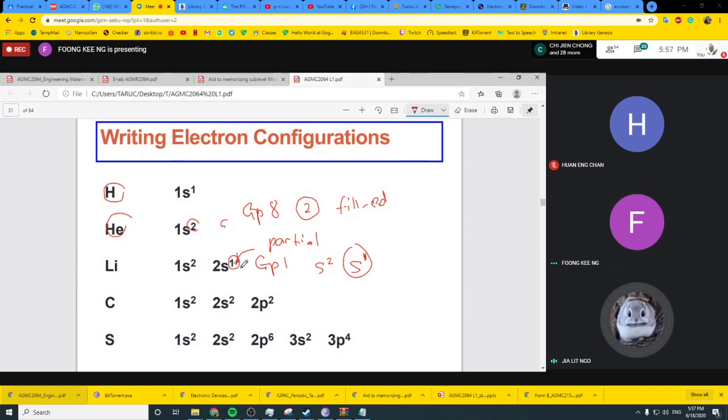But I thought, like lithium, the 2s1 is on the outermost shell as the valence electron. Yes, it's the outermost from the nucleus attraction. So this is also the outermost shell, correct?